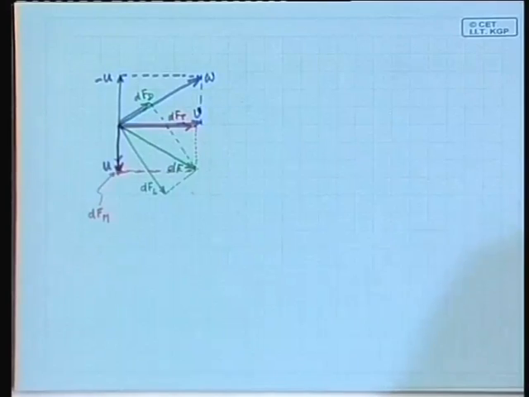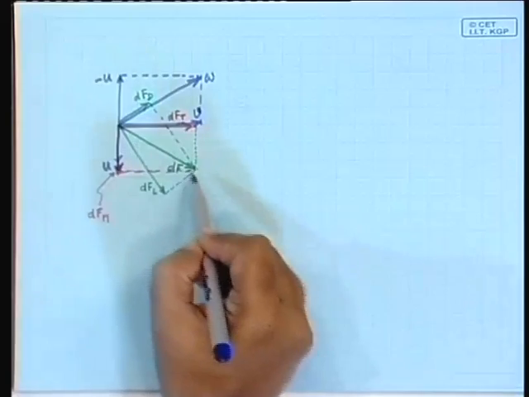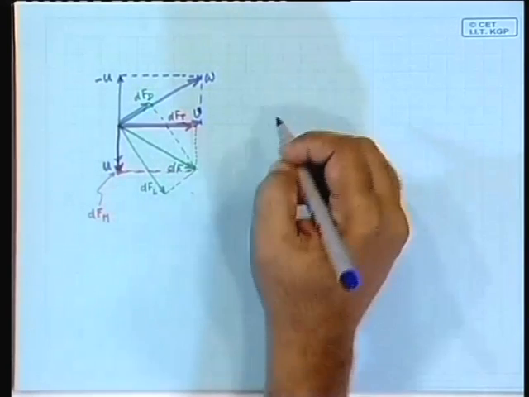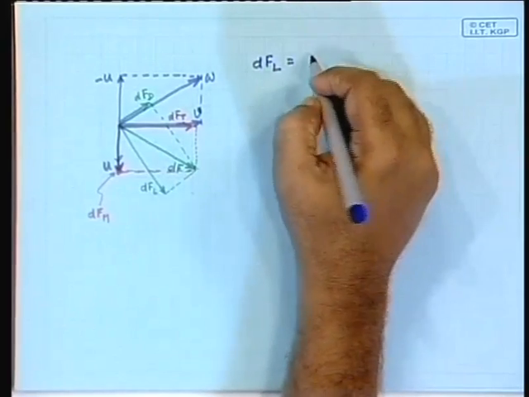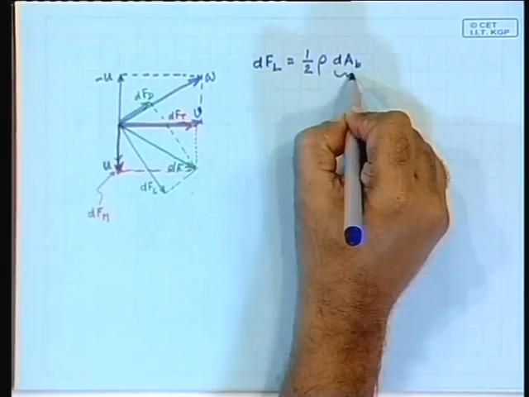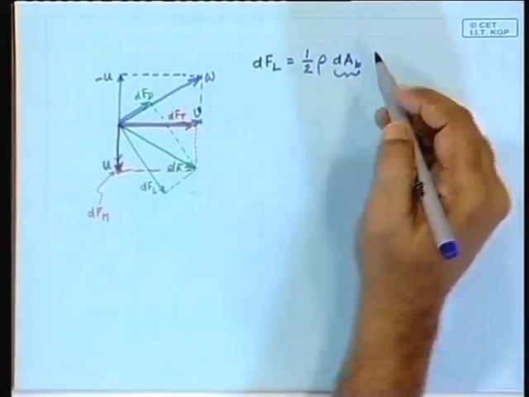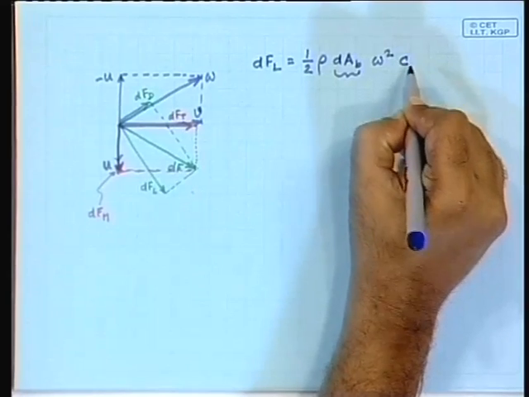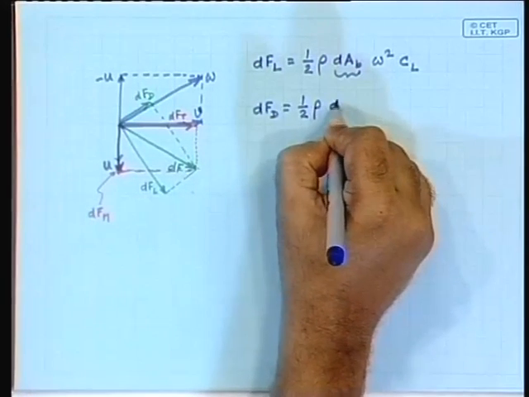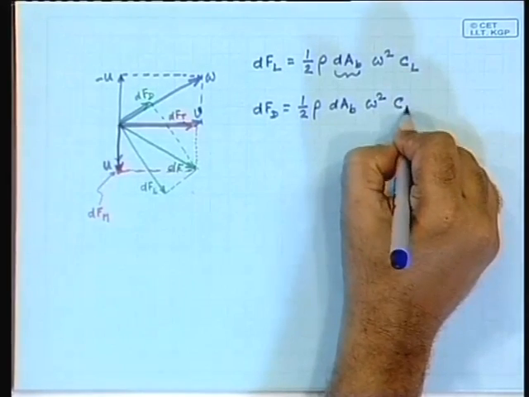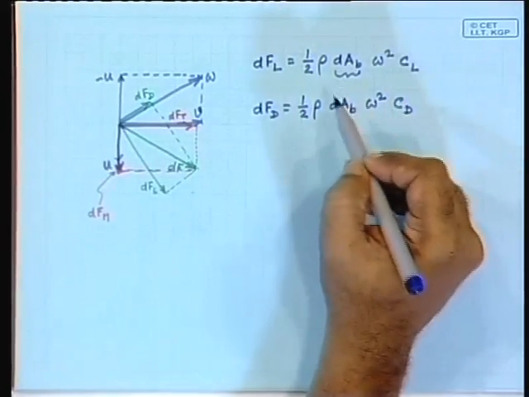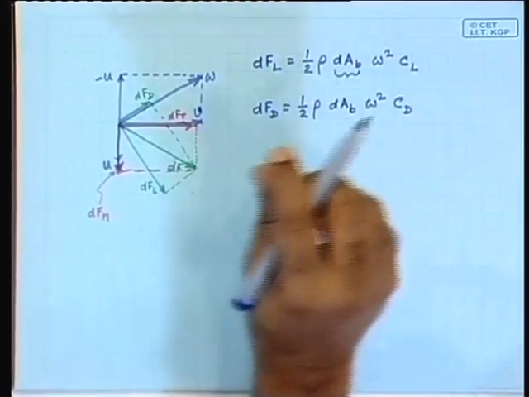And then we have seen that these two forces D F L and D F D that actually make up all these other forces, are given by D F L is equal to half rho D A B, because we are talking about a blade element and its area, then W square, then your C L, the lift coefficient. Similarly, the drag force is equal to half rho D A B W square C D. Okay. So, these are the two forces that are produced. Rho is the density of air, D A B is the blade element that we are talking about.